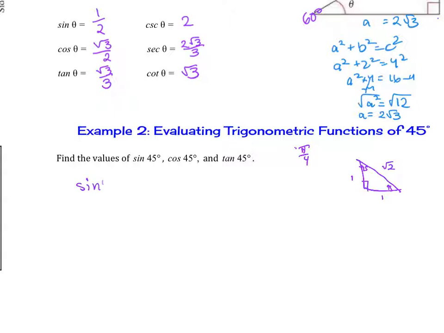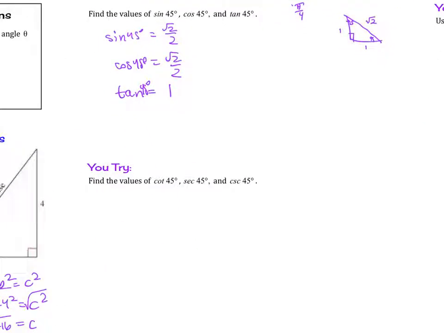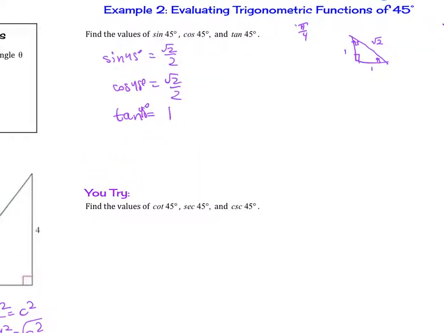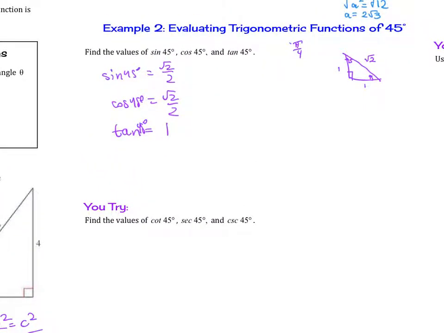So I know sine of 45 degrees is just root 2 over 2. Cosine of 45 degrees is also root 2 over 2. And tangent is opposite over adjacent, which is just 1 over 1. So the answer is 1. So see if you can go ahead and try to evaluate the values of cotangent of 45, secant of 45, and cosecant of 45. Try it out.